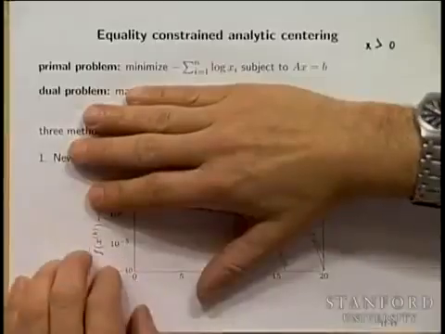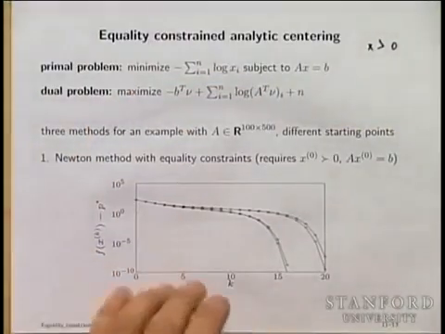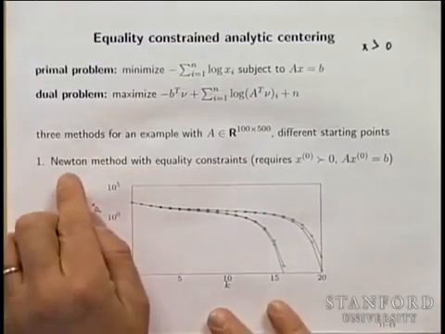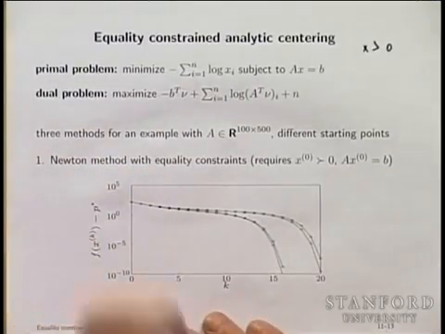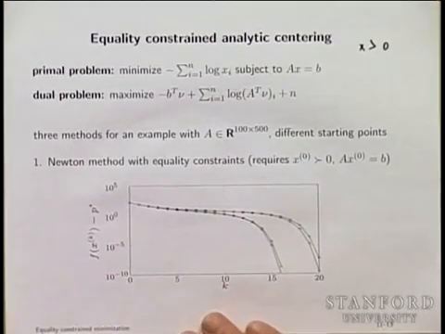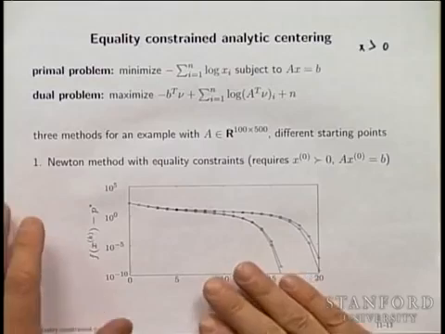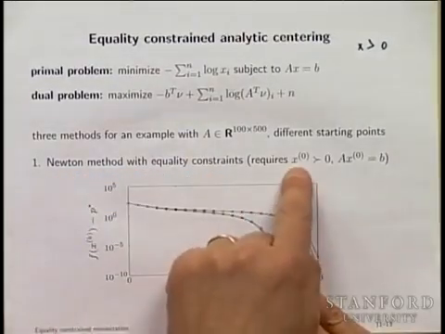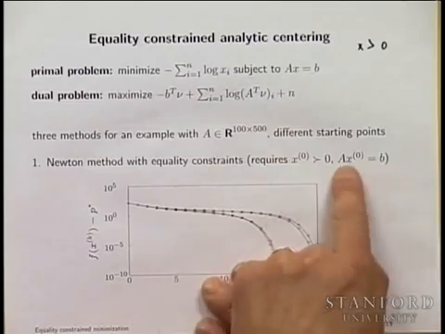Okay, so these are the two problems. You can solve whichever one you like. So here's some examples. They have different initialization requirements, and these are quite interesting. In fact, that is the only thing that should drive the choice of method, assuming you're going to do everything right. Initialization. So if you're going to do Newton method with equality constraints, that requires a positive x that satisfies Ax equals b.